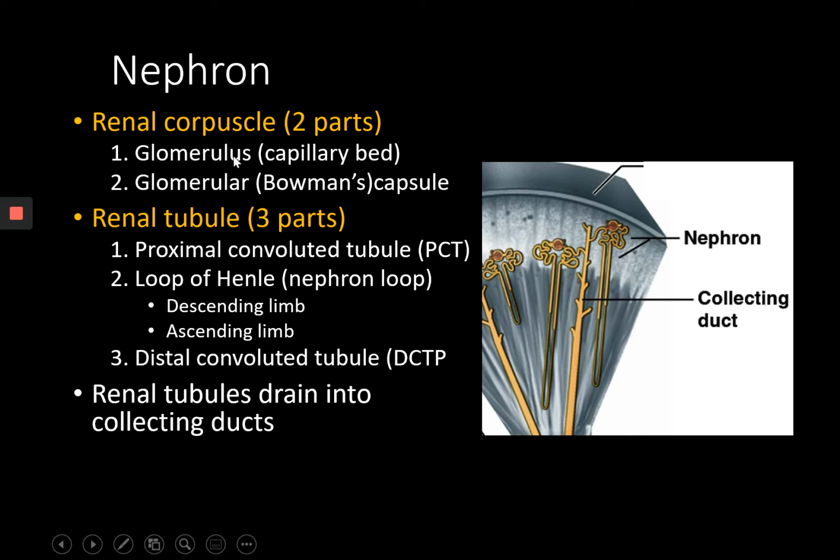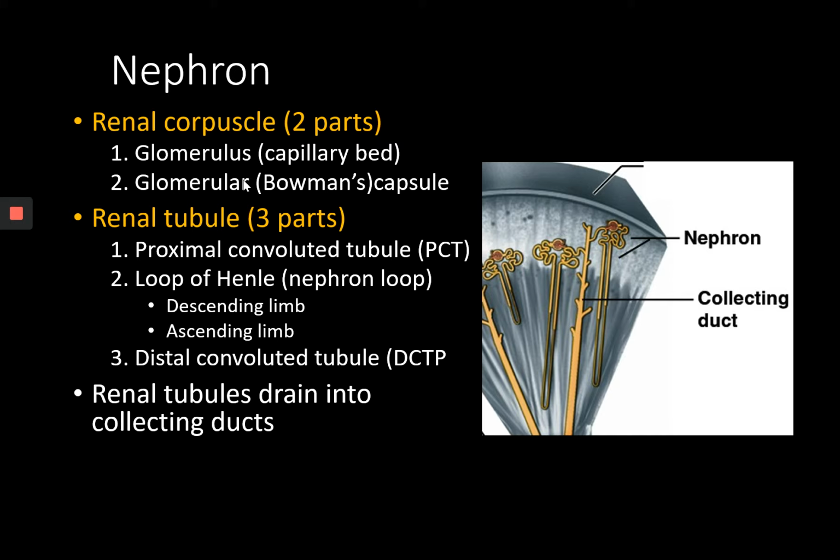So there's a blood supply and a surrounding capsule. They make up the renal corpuscle. And it's these 2 structures, the glomerulus and the glomerular capsule, that create the filtration membrane. Where they come together, that is the filtration membrane. And we're going to talk about all 3 parts for that filtration membrane. All right, so that's part 1 for the nephron.